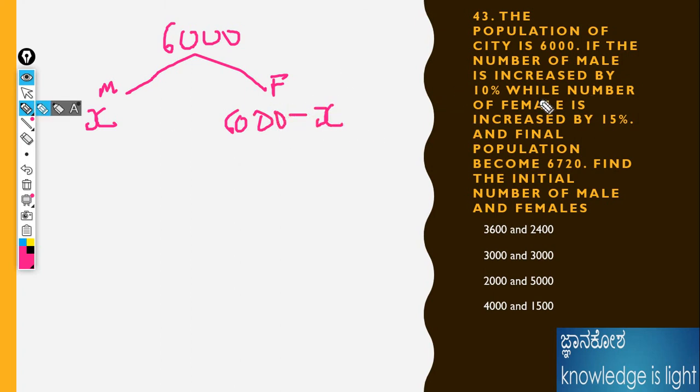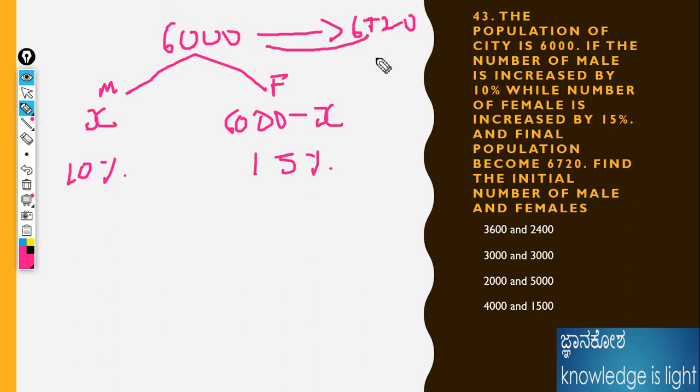Then the male is increased by 10%, and the female is increased by 15%. If both are increasing, the population is increased from 6,000 to 6,720. What is the change present? 720, isn't it? The final amount is 720 with respect to the changes.